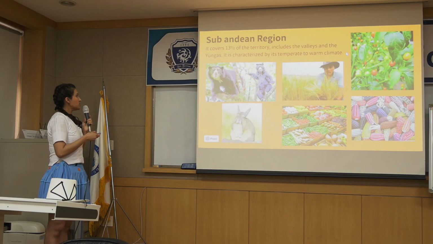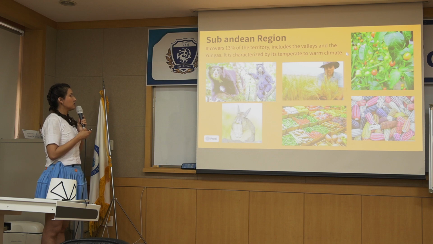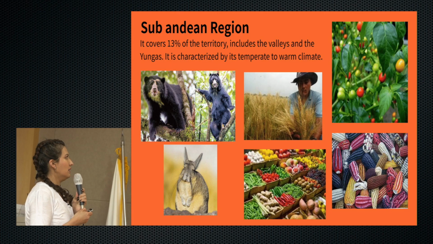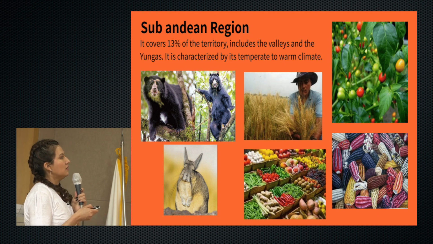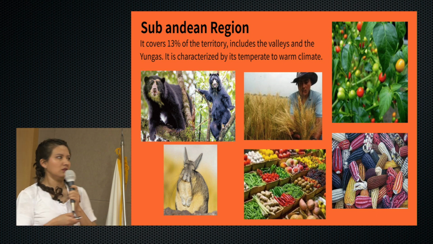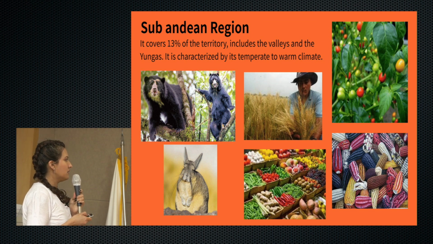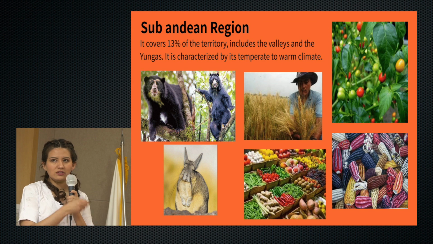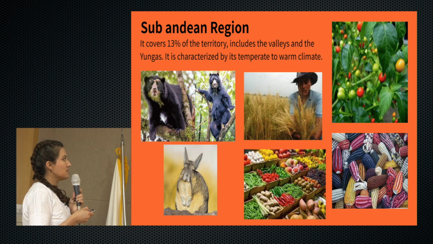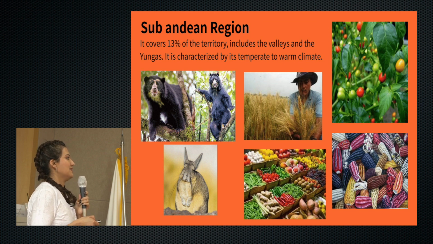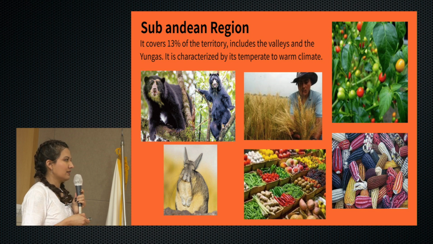The sub-Andean region covers around 13% of the territory, and it includes the valleys and the yungas. It's characterized by a temperature that goes from warm to cool, not that warm and not that cold. Here we have an important beer, the only American beer, shared between this zone, Peru, Ecuador, and Bolivia, and in the north of Argentina is the Jucumari. We have these rabbits, like altiplanian rabbits.